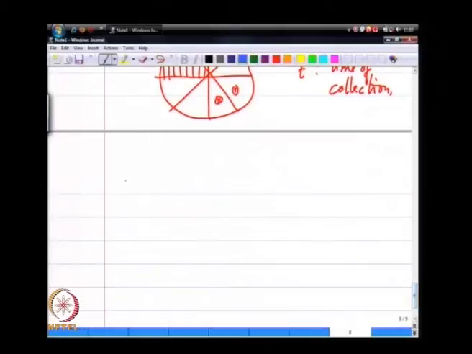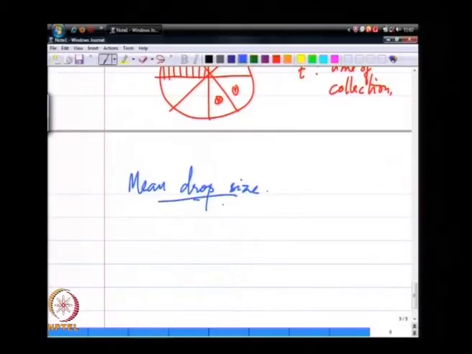The last quantity that we want to talk about we will call mean drop size.